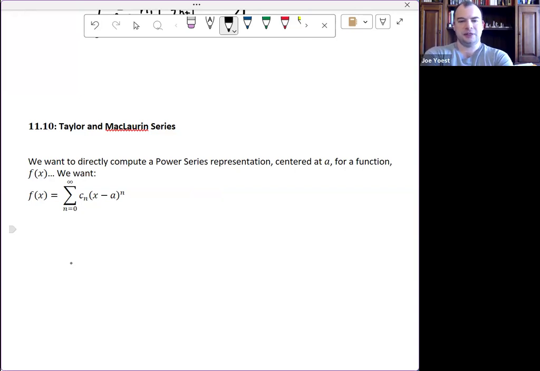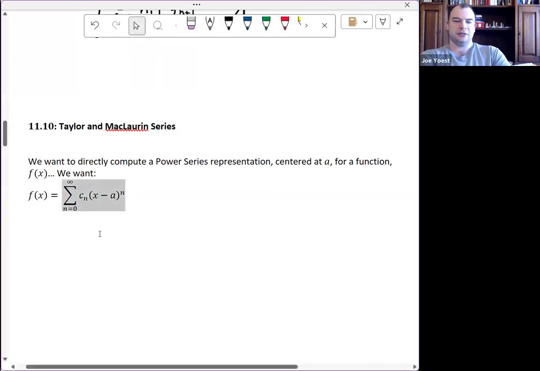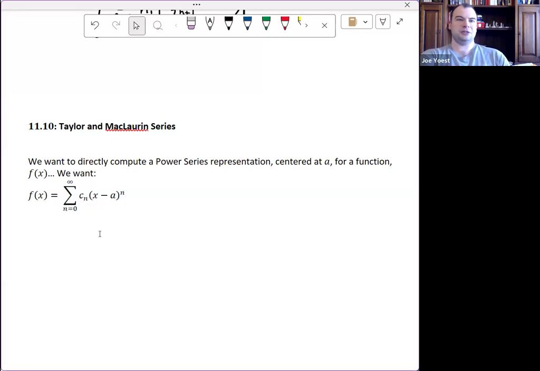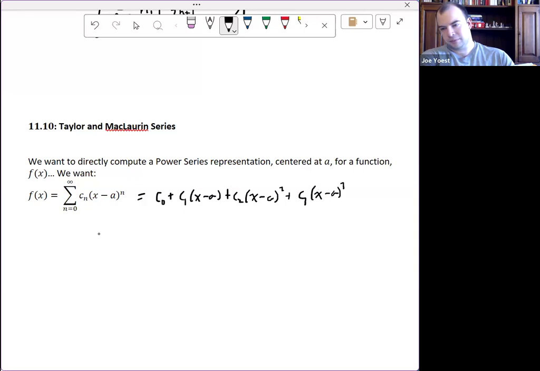Okay, so what can I do here to make the right-hand side simpler? Well, one thing I know is that if I plug in the center of the series, it all collapses down to just one term. This is c naught plus c1 times (x minus a), and so on. If I plug in x equals a, then all of my terms from the linear term on go away, and I just have c naught.